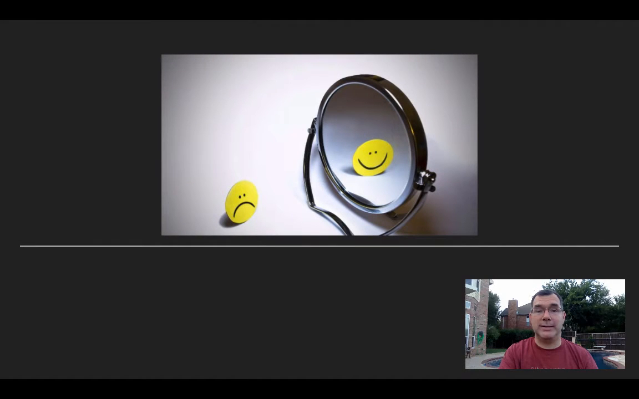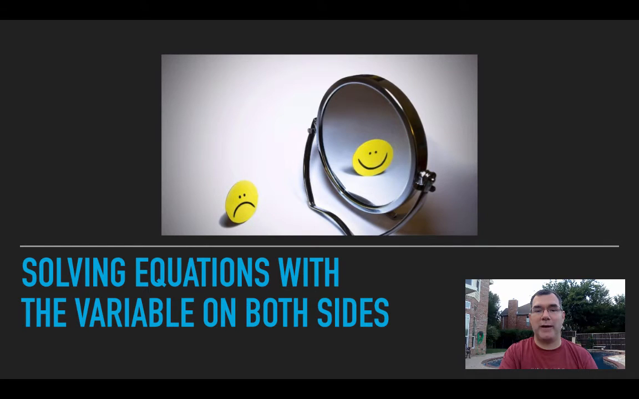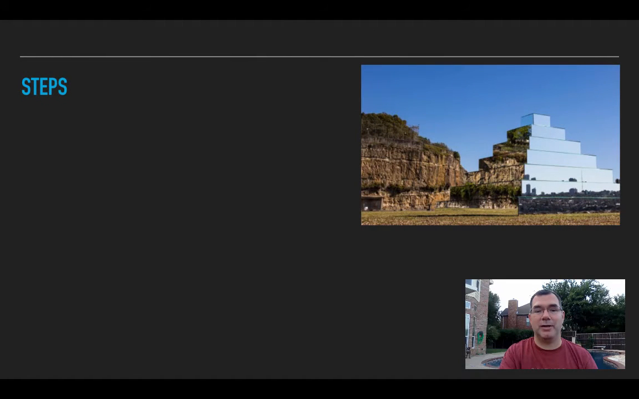Hello again. We are continuing our discussion on solving linear equations. We're going to talk about what to do when you have the variable or the letter on both sides of the equation. Those need to be solved as well. So just kind of stepping it up a level of difficulty.